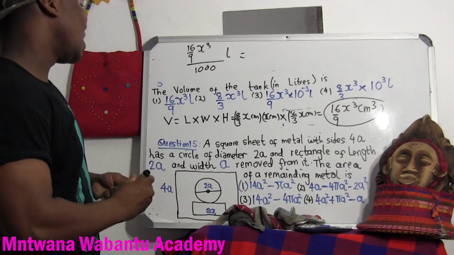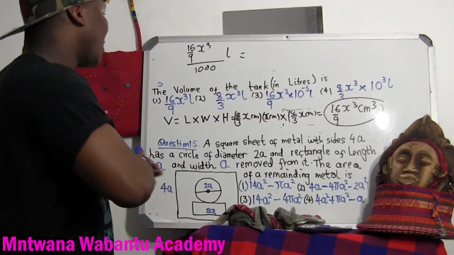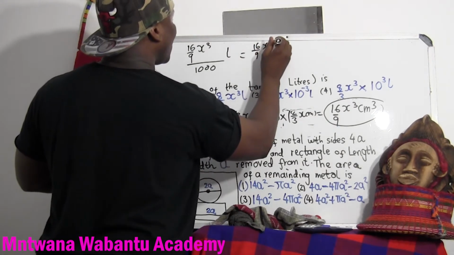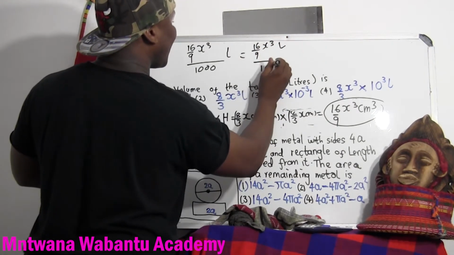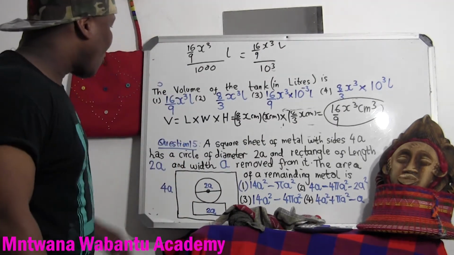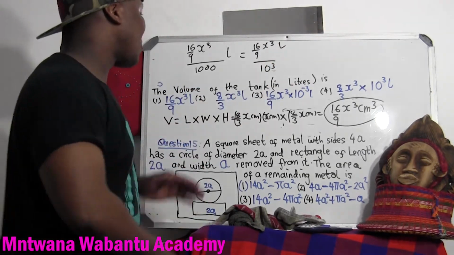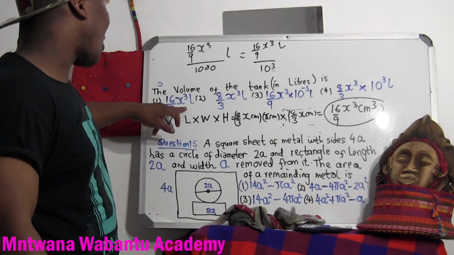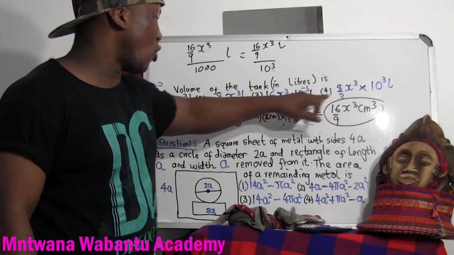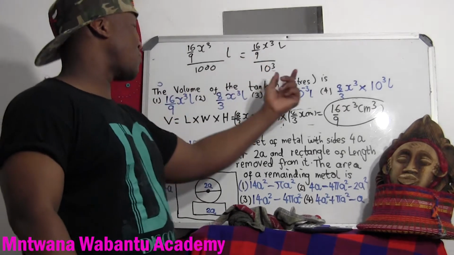So now I come to my options. I only have powers of 10 in the options. So 1000 is 10 to the power 3, so it's 16 over 9 x cubed liters over 10 to the power 3. But I don't want to leave my answer like that. You can take the reciprocal and move it to the top. Looking at the options, this one is not the right option because you have to divide by 1000. It can be this or this, but it's not in this format. So I take 10 to the power 3 and move it to the top.